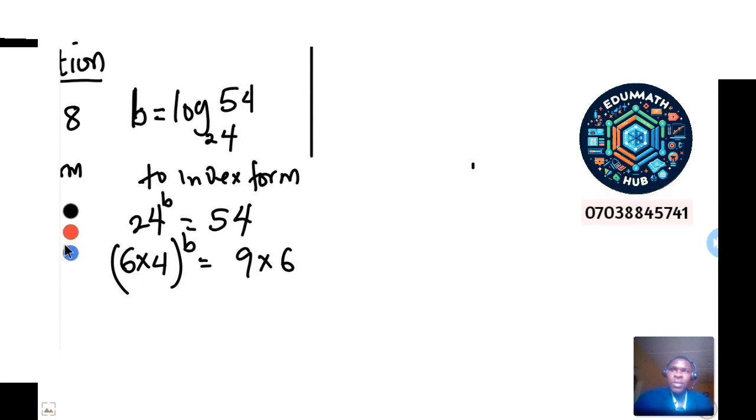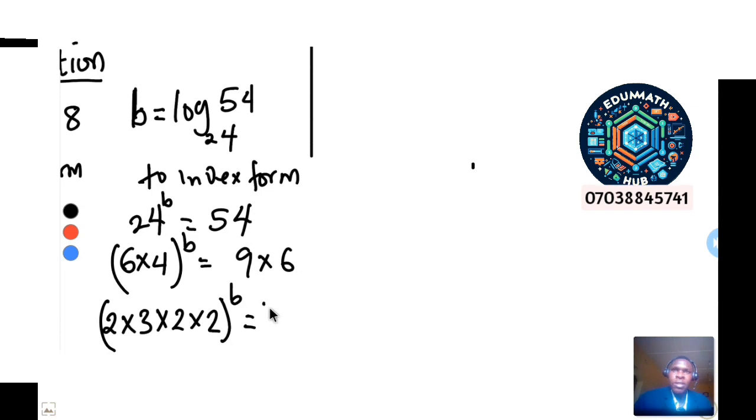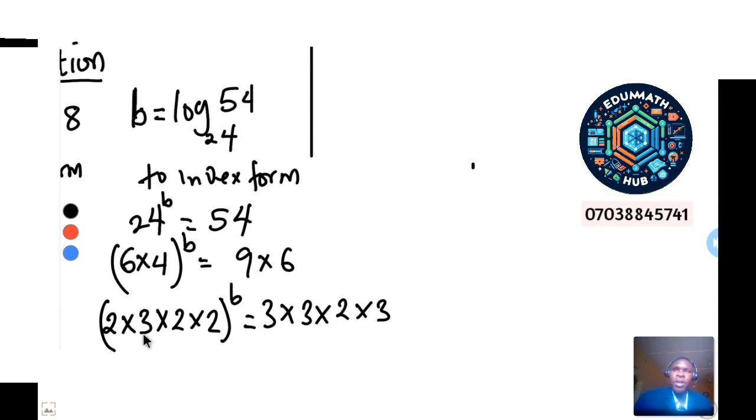Now let's break down 6. Break down 6, you get 2 times 3. Then 4 is 2 times 2, because 4 is 2 times 2. 2 times 3 is 6. Everything will be raised to the power of b. Then your 9 is 3 times 3, and your 6 is 2 times 3. Then from here, check it very well.